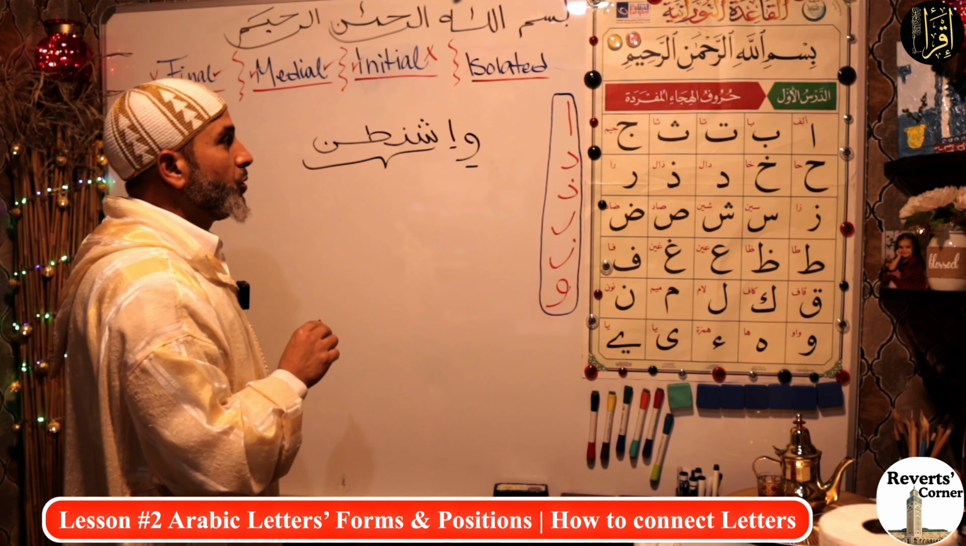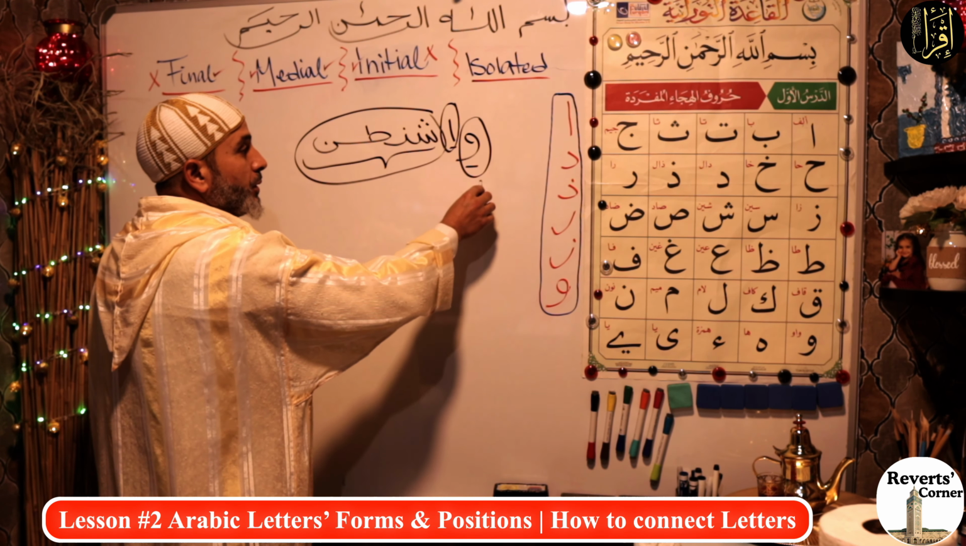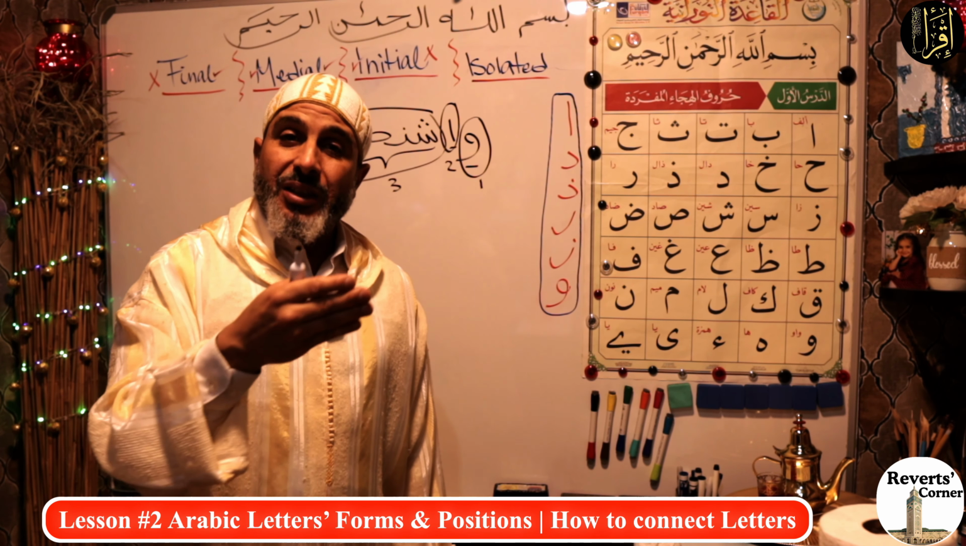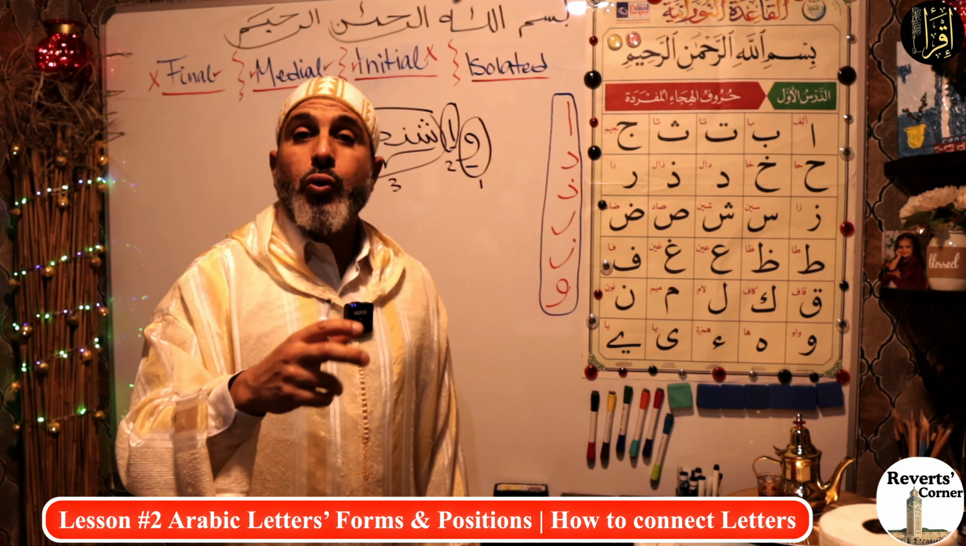We see the letter Waw, which is right here. We see the letter Alif, and we see the combination of four letters, Shin, Nun, Ta, and Nun. So we have three segments in the word Washington. Segment 1, 2, and 3. You follow me? Some Arabic words are divided into segments and some are not. They are only single segment words.